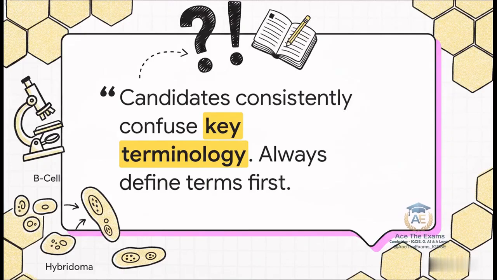And that brings us to the ultimate examiner alert. Candidates consistently confuse key terminology. Always define terms first. Guys, this is the hidden trap. You might write a brilliant, complex explanation of the hybridoma method, but if you fail to define your core terms, your entire foundation crumbles. The examiner cannot just assume you know what the words mean just because you use them. Define the terms first, and then build your argument.